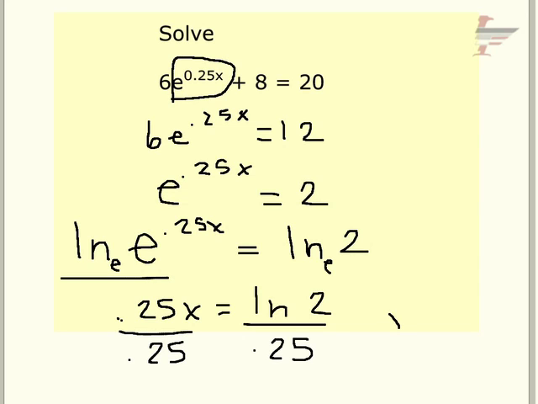So now I would go to my calculator, and if you're dumping things on your calculator, I would wait till the very end to dump that on my calculator just so that it's as exact as I can keep it. So the natural log of 2 divided by 0.25, and I got 2.77, etc.